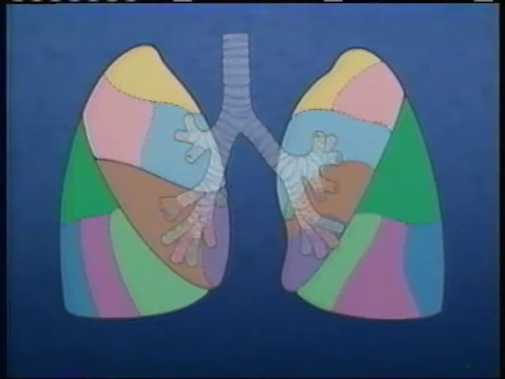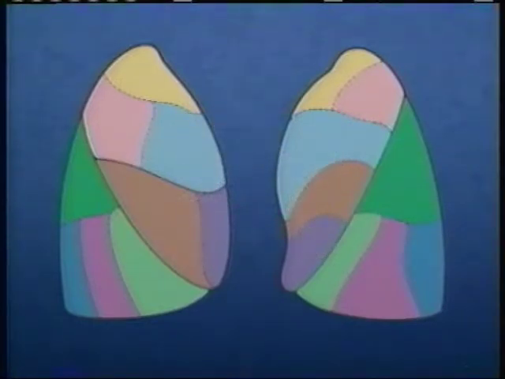Because of this compartmentalization of the lung tissue, disease is often restricted to one or just a few of the segments without spreading to other areas of the lung. The bronchopulmonary segments are further divided into smaller lobules.